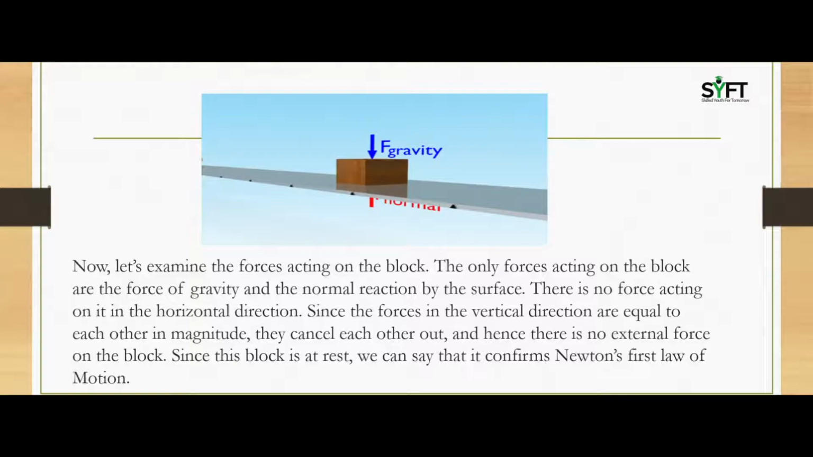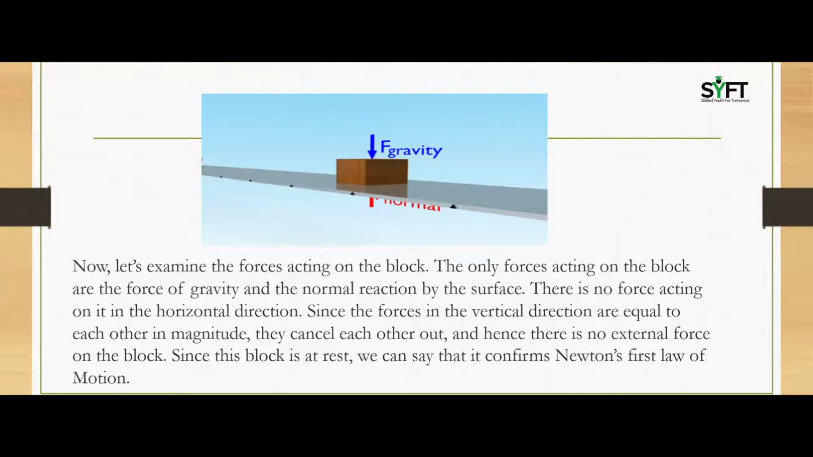Now here in the image you can see the force of gravity. The blue arrow marks the force of gravity and the red arrow below is the normal force. So what is a normal force? It is an electromagnetic force and always acts perpendicular to the surface of contact. Here these two forces are the same. That's why they cancel each other out and hence there is no external force on the block. Since this block is at rest, we can say that it confirms Newton's first law of motion.